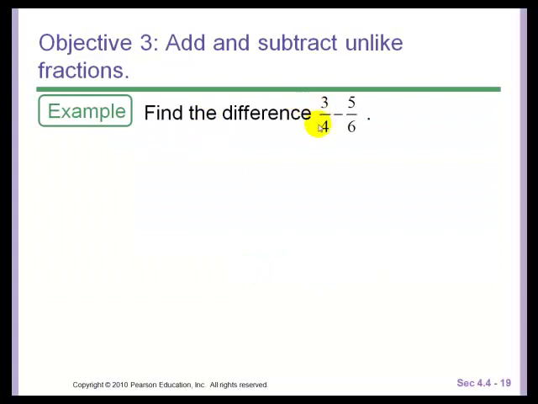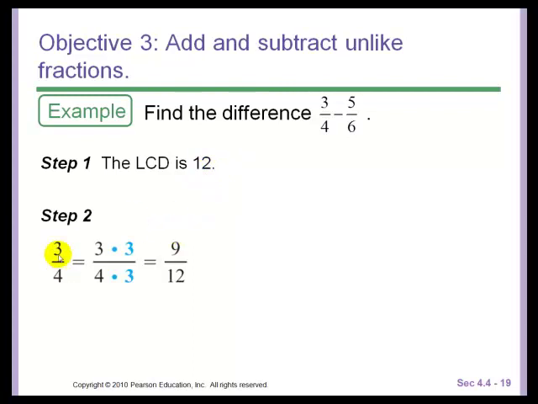Find the difference 3/4 minus 5/6. The LCD of 4 and 6 is 12. 4 is 2 times 2, 6 is 2 times 3, so we need 2 2's and a 3, which multiplies out to be 12. Step 2 is to rewrite each fraction with a denominator of 12.